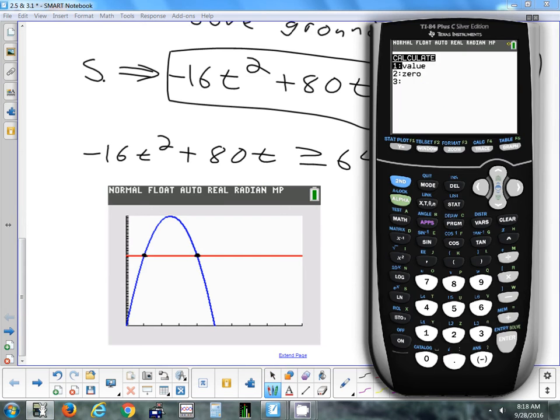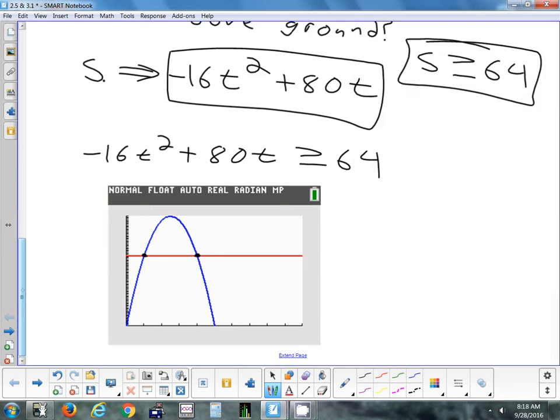Okay, so I'm going to go second calc, intersect. I'm going to do the one on the right if somebody else has their calculator and can do the one on the left. So this is where the guess is important, because the one you're closer to will give you the one you're looking for. All right, so the maximum time is 4 seconds.